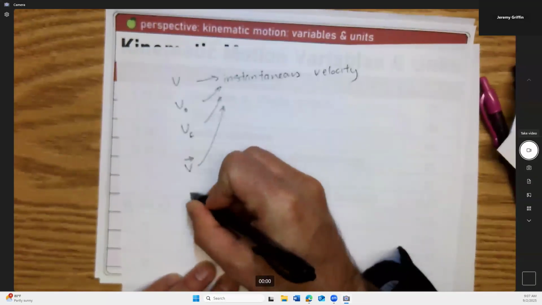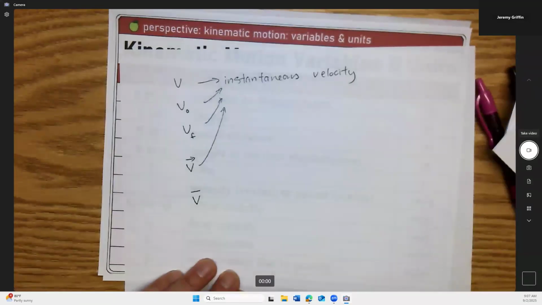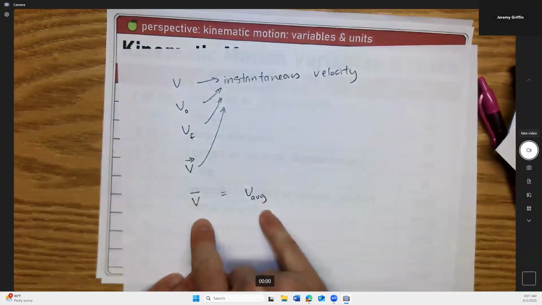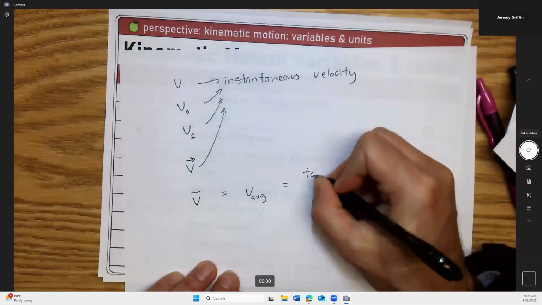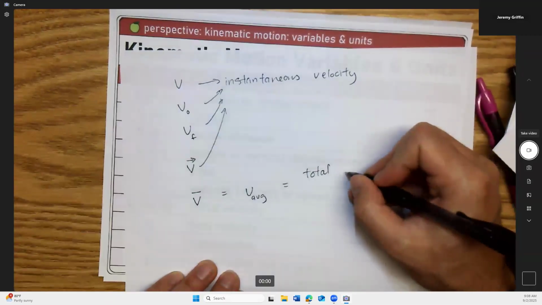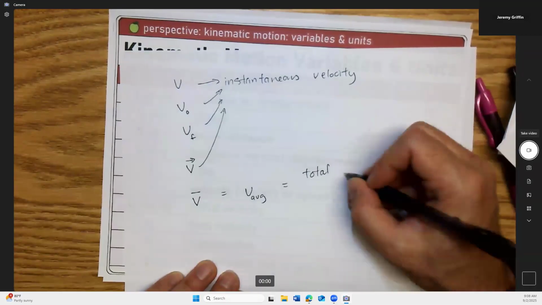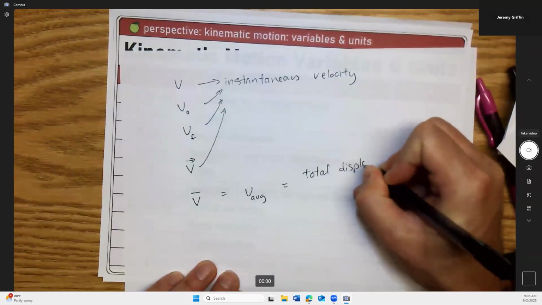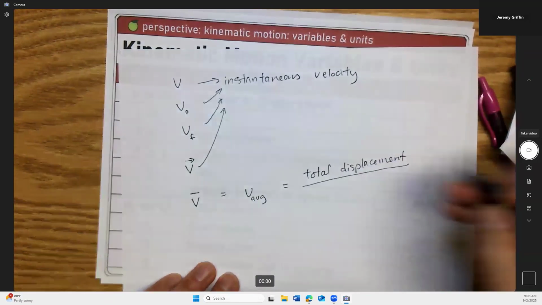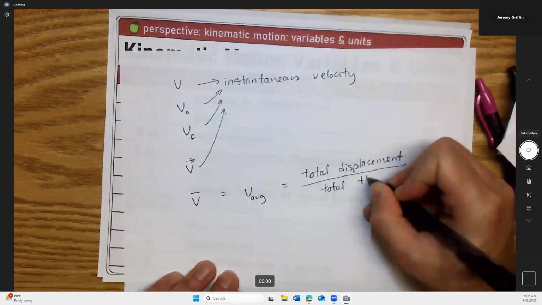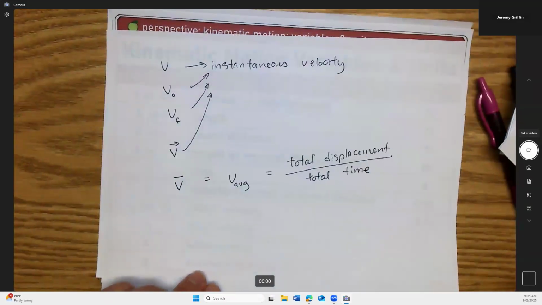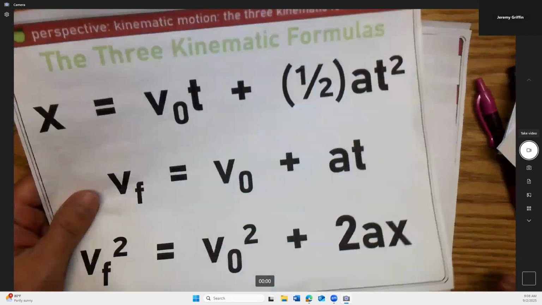But if you see a solid bar above it, sometimes you see that notation, that's the same thing as V average. So V average or V bar, same thing. That's talking about average speed or average velocity. It'll say total displacement or total distance if you're just talking about average speed, over total time. Total displacement over total time, which does not show up in any of these kinematic equations.